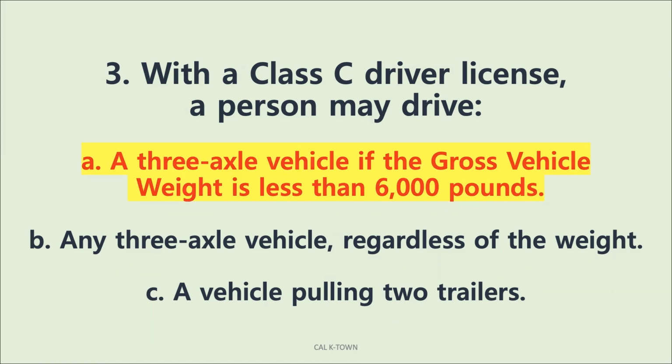The answer is A. A 3-axle vehicle if the gross vehicle weight is less than 6,000 pounds. A person with a Class C license may drive a 3-axle vehicle if it weighs 6,000 pounds or less.